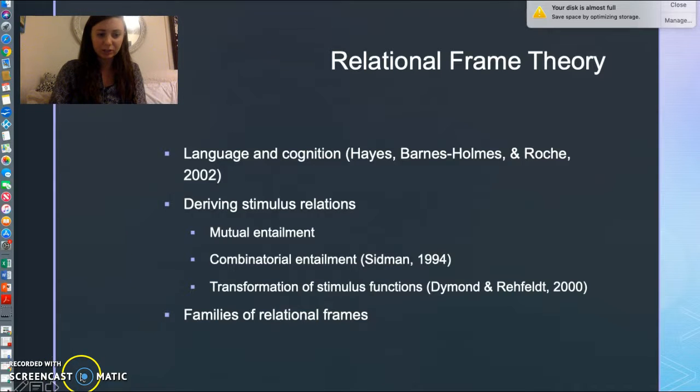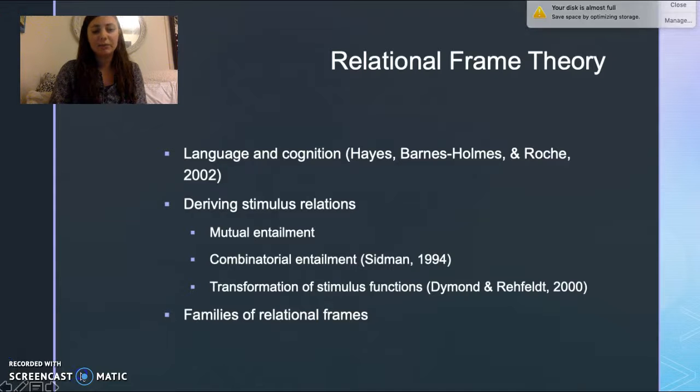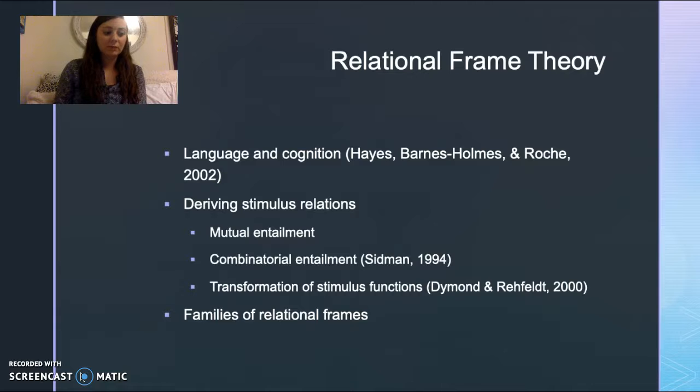In addition, a large component of the RFT is families of relational frames. These frames consist of coordination, distinction, opposition, comparison, hierarchical, temporal, spatial, conditionality and causality, and deictic.